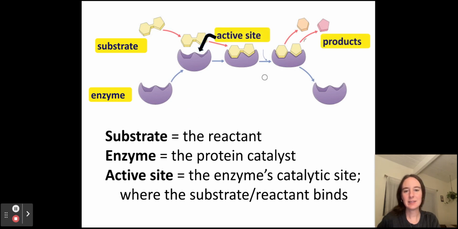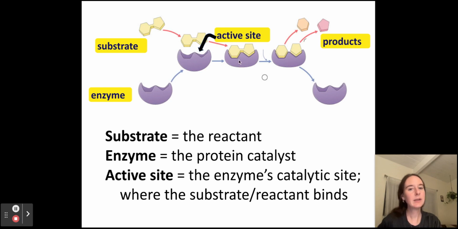And the enzyme will actually have this spot here called the active site. And the active site has a specific shape that can bond to a specific substrate. So one substrate can fit into one enzyme. There's thousands of different types of enzymes, and each enzyme is specifically designed to fit one specific substrate. And so this site here is the catalytic site. So this is where the substrate can bond.